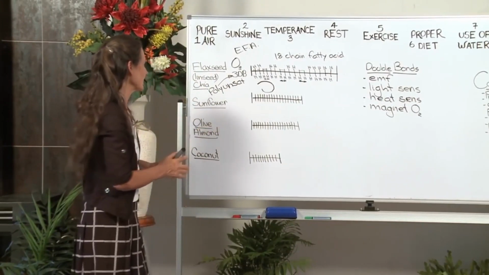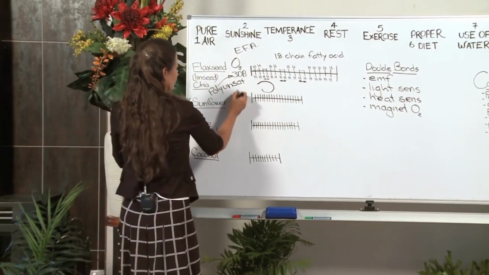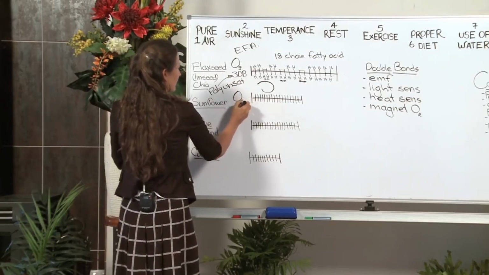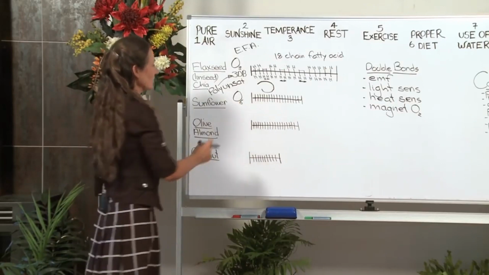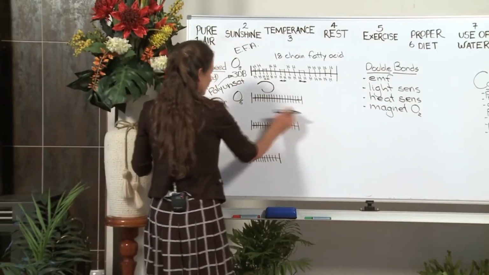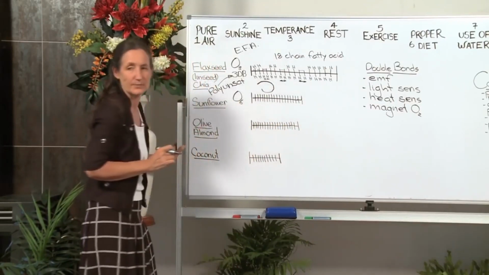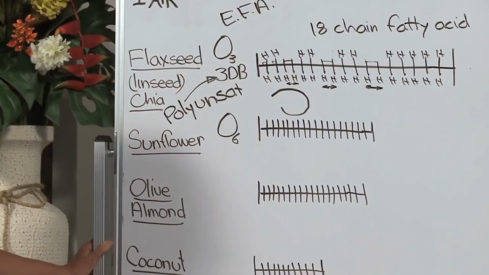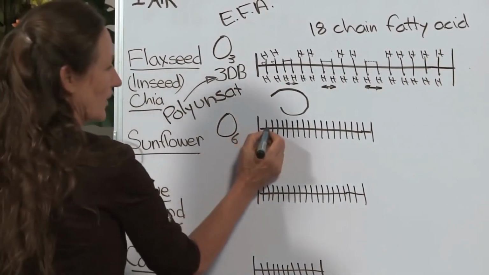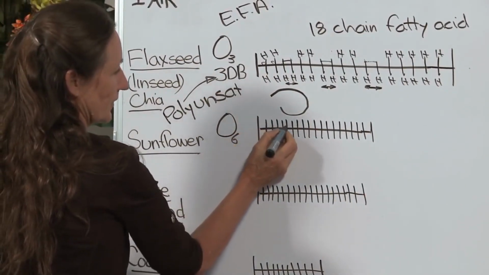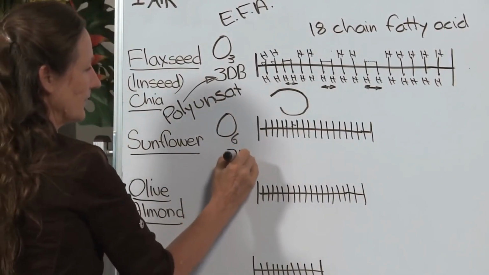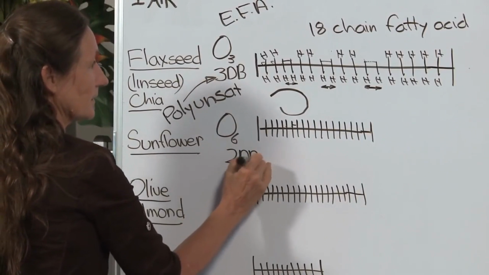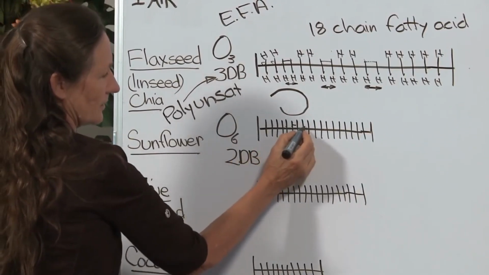What about sunflower? Sunflower contains omega-6 fatty acids. It is also an 18-chain fatty acid, but the 6 indicates the position on the fatty acid chain of the first double bond. 1, 2, 3, 4, 5, 6. There's its first double bond, and there are 2 double bonds in this fatty acid chain.